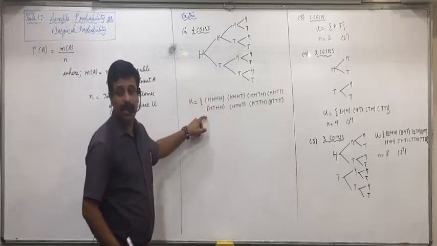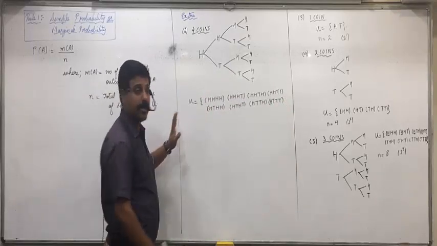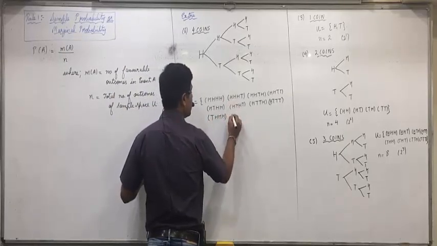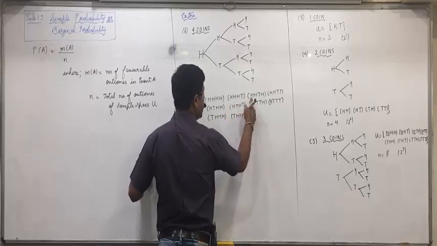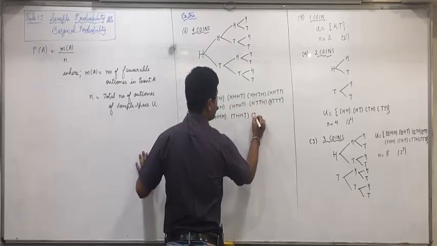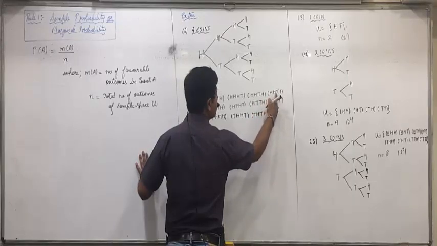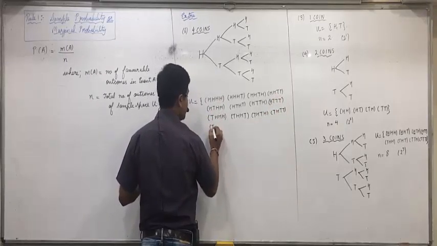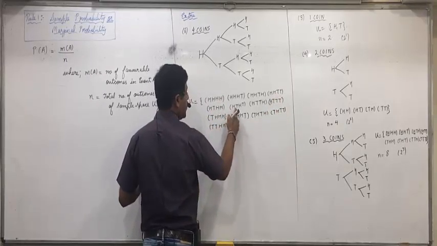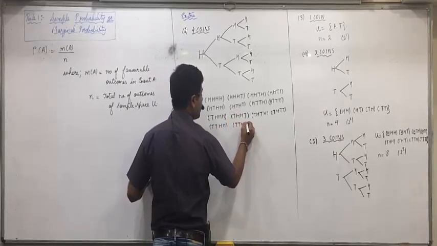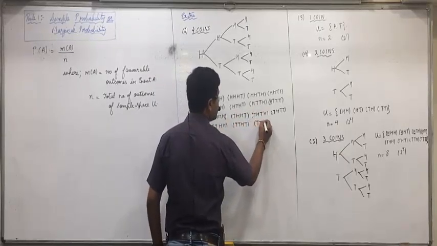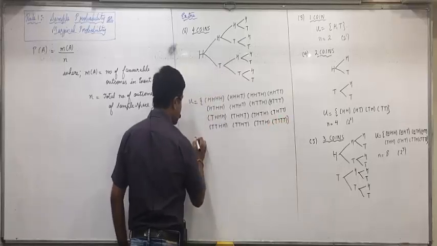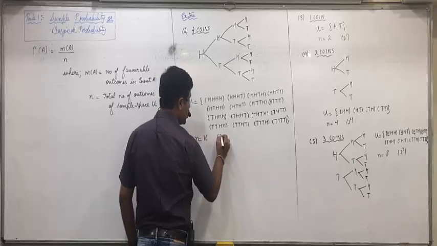Now what we have to do is the first letter H in both the rows will be replaced with T. So it will become T, H, H, H. Then T, H, H, T. T, H, T, H. T, H, T, T. T, T, H, H. T, T, H, T. T, T, T, H. And T, T, T, T. So N is equal to 16, that is 2 raised to 4.